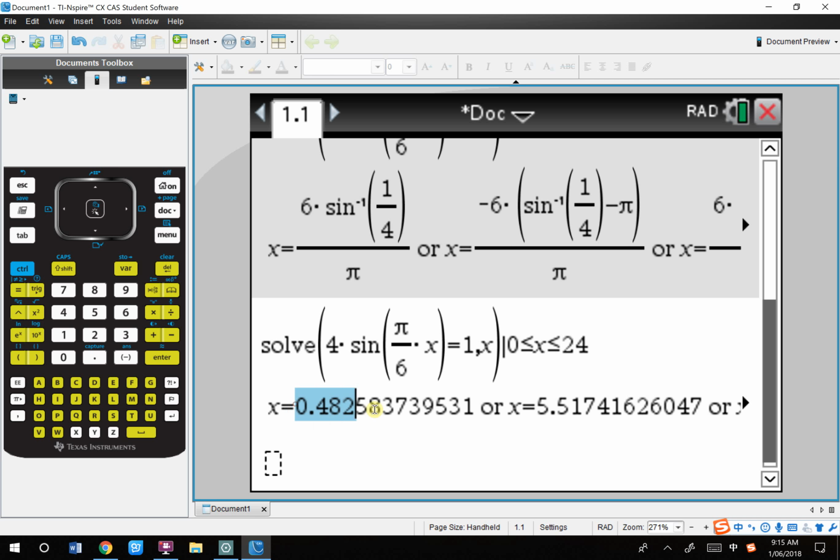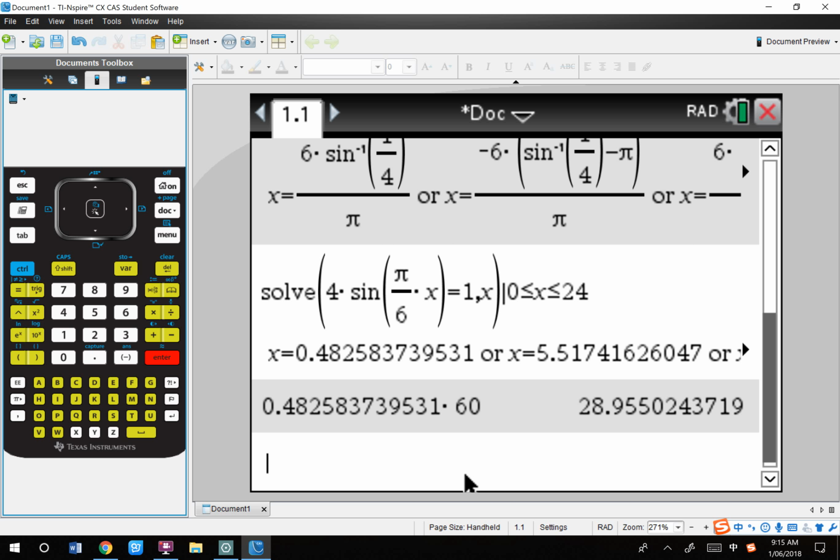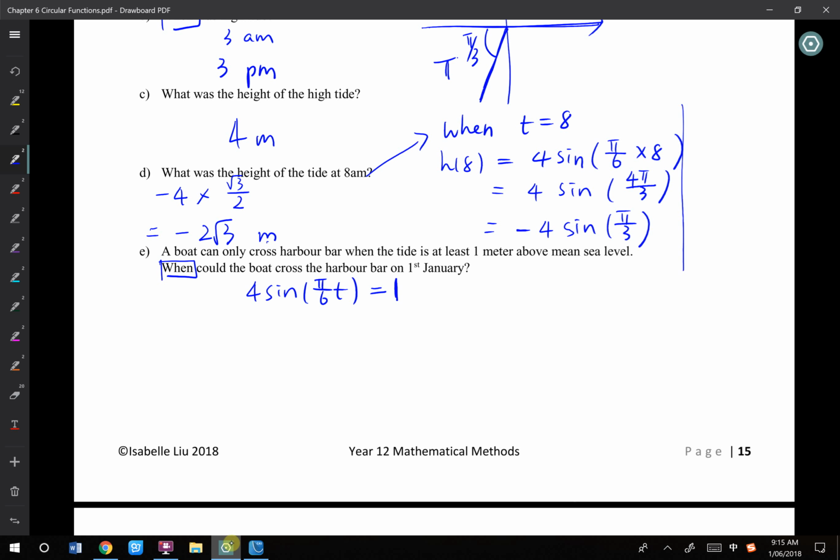So I can take more decimals. For example, I take this one. That's not even 1 hour yet, so I times by 60. That's about 29 minutes. It's about 29 minutes after midnight. That's time 1. So the starting time will be 0029 a.m. That's time 1.